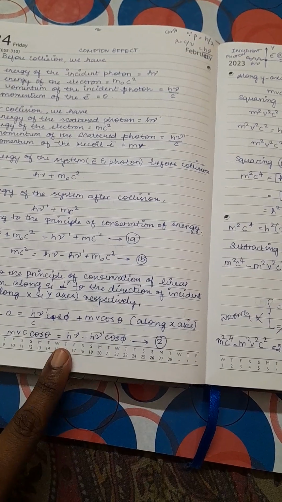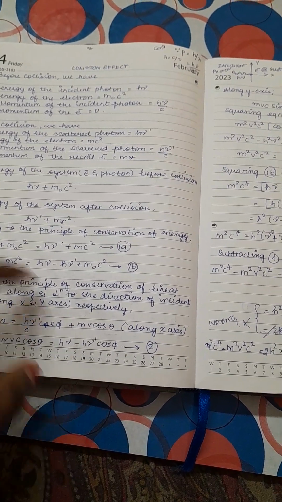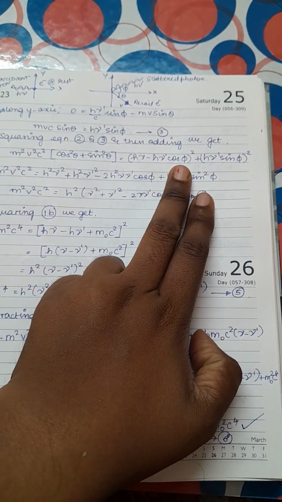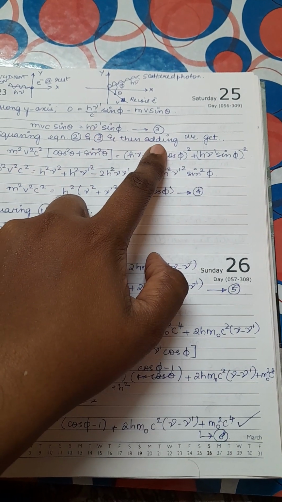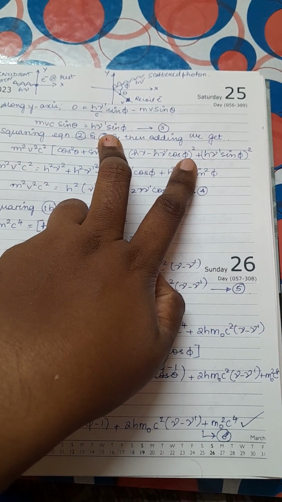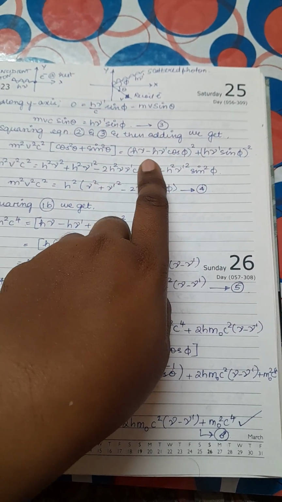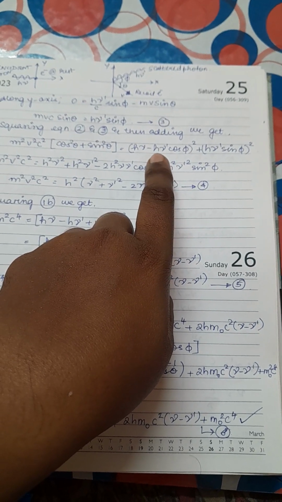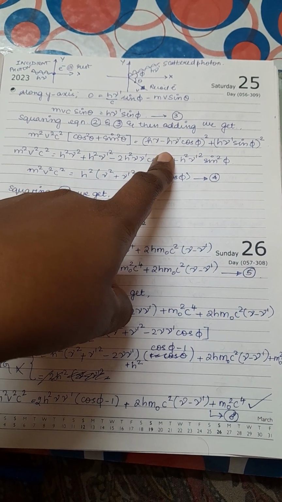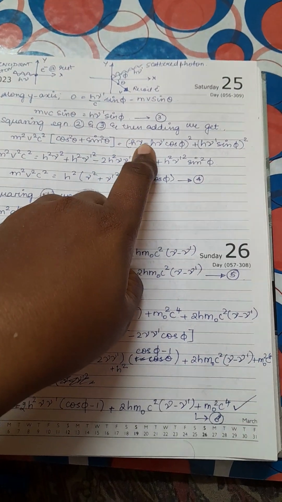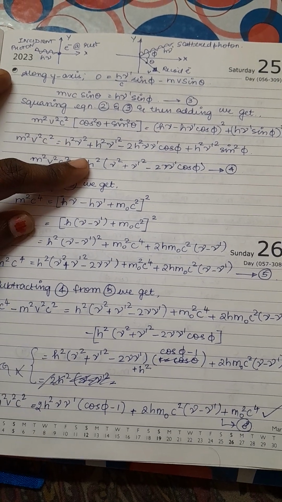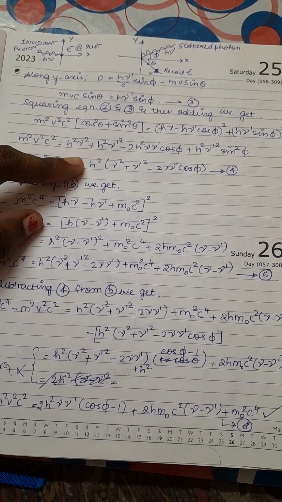What will be the RHS? Here the RHS is h nu minus h nu prime cos phi. So squaring means you will take this term in the bracket: h nu minus h nu prime cos phi whole square. Then adding the third equation, h nu prime sin phi whole square. Here we are using the a minus b whole square formula. As we all know, a minus b whole square is equal to a square plus b square minus 2ab. So here a is h nu and b is h nu prime cos phi. Okay, so you can see how we are writing this part.